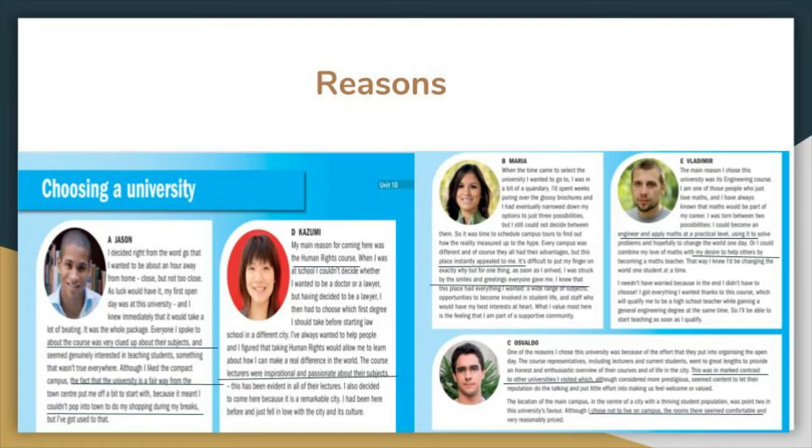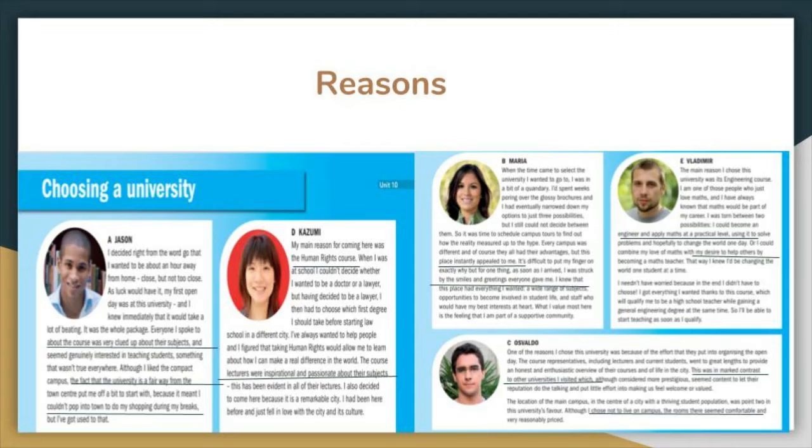So the first one, which is letter C, says that the student chose a university which sold itself more convincingly than others he or she had seen. And the reason is because it says that this was in marked contrast to other universities I visited. So that's the reason, because it's letter C.